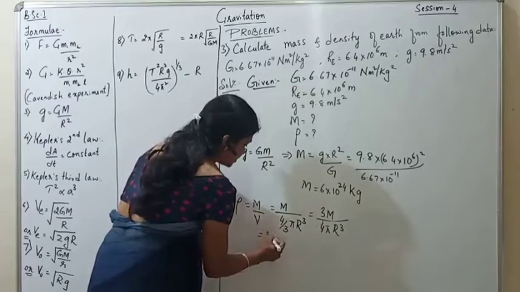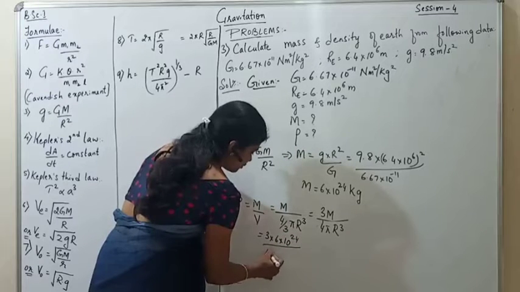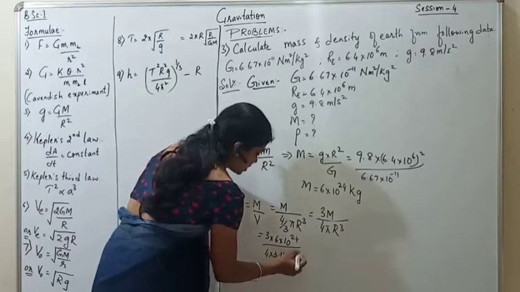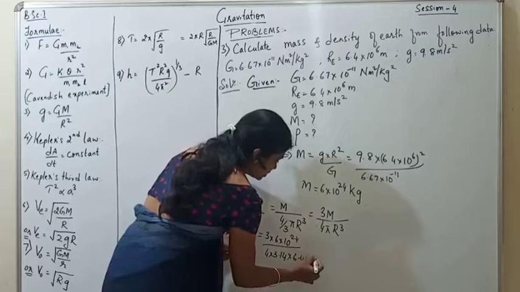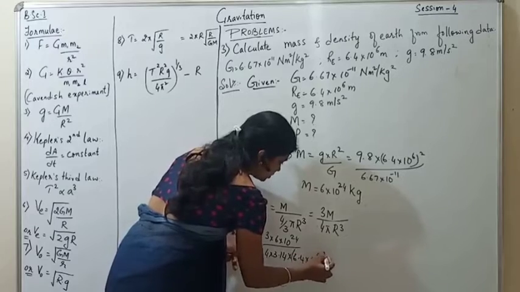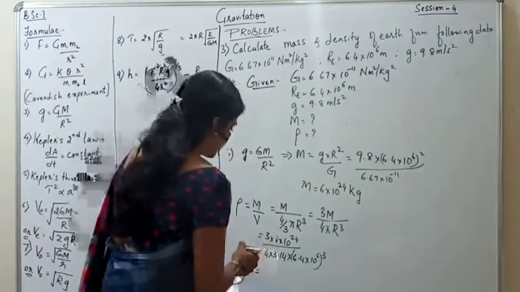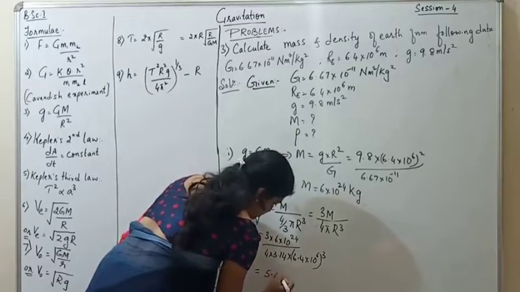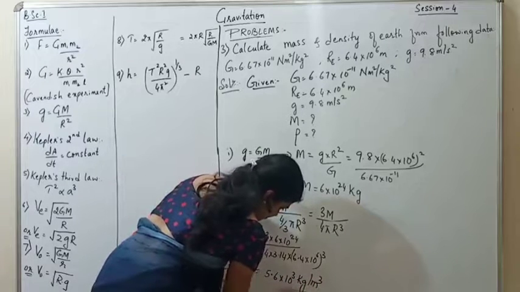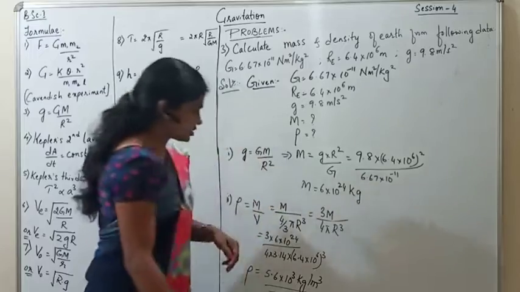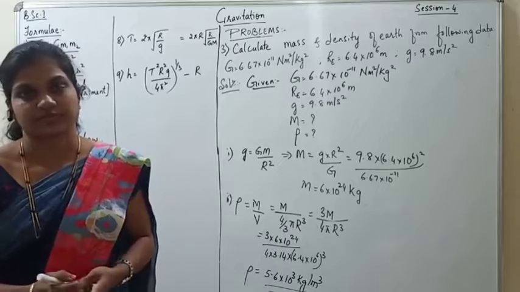So we have 3 into 6 into 10 raised to 24 divided by 4 into 3.14 into r, which is 6.4 into 10 raised to 6, the whole cube. So this sums up to 5.6 into 10 raised to 3 kg per cubic meter approximately. So this is the value of the density of the earth, right?